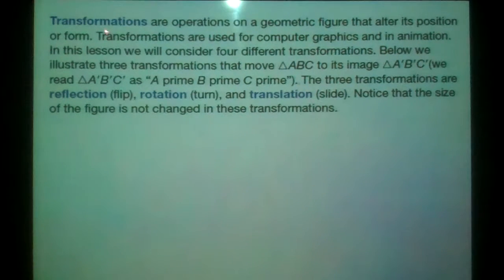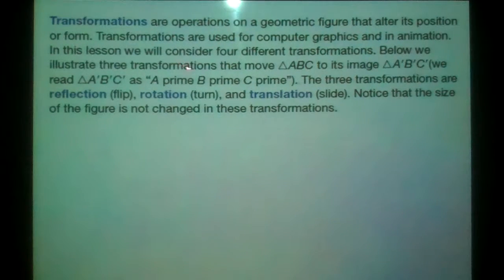It says here, transformations are operations on a geometric figure that alter its position or form. So we're going to take different objects or shapes, and we're going to alter its position or form. Basically that means we're going to move it in some way, and we might even change the form of that shape. So that's what a transformation is. It says these are used for computer graphics and in animation. So a lot of video games, computer applications, when you're putting together blueprints, stuff like that, has a lot of application in the real world.